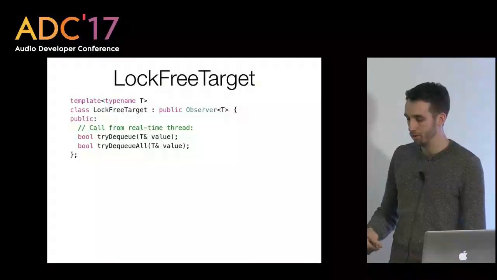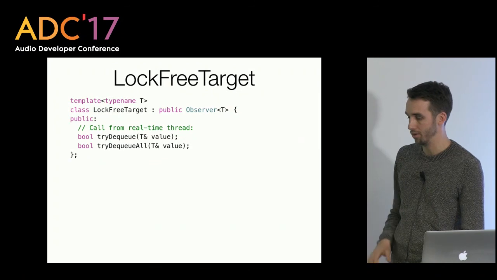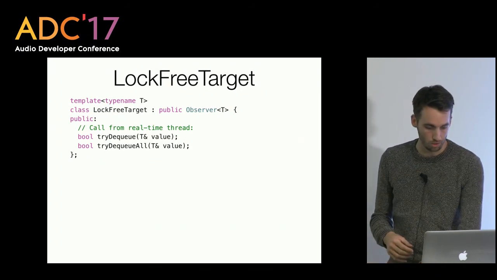The reason for this strange parameter style here is that I want to prevent copying. That's why it doesn't really return a value. So, for example, if you have something expensive and you don't want it to be copied under any circumstances, you can pass a reference here, and it will use either copy assignment or move assignment if you have it. So that's how you can prevent copies on the audio thread.